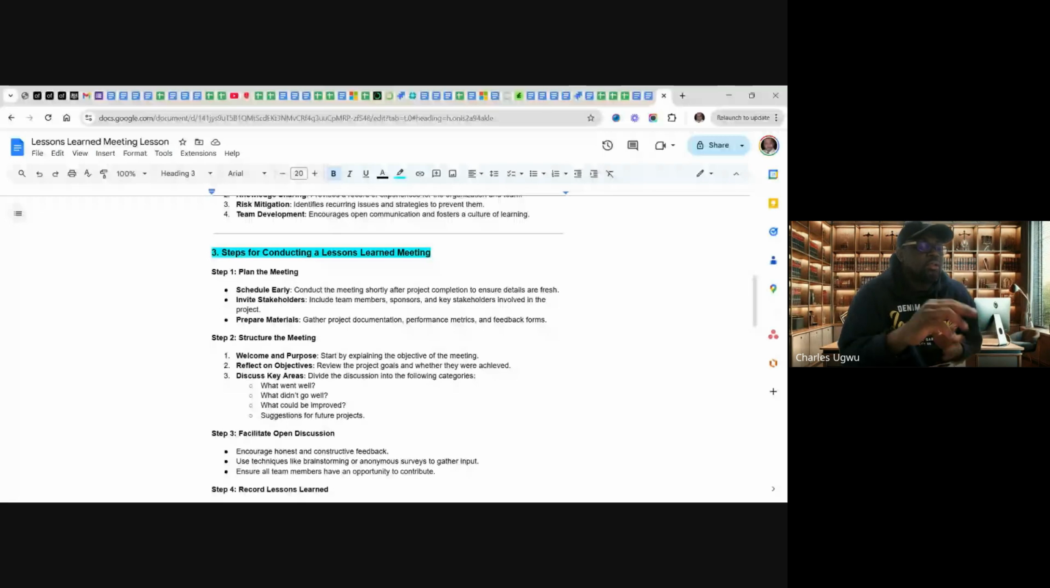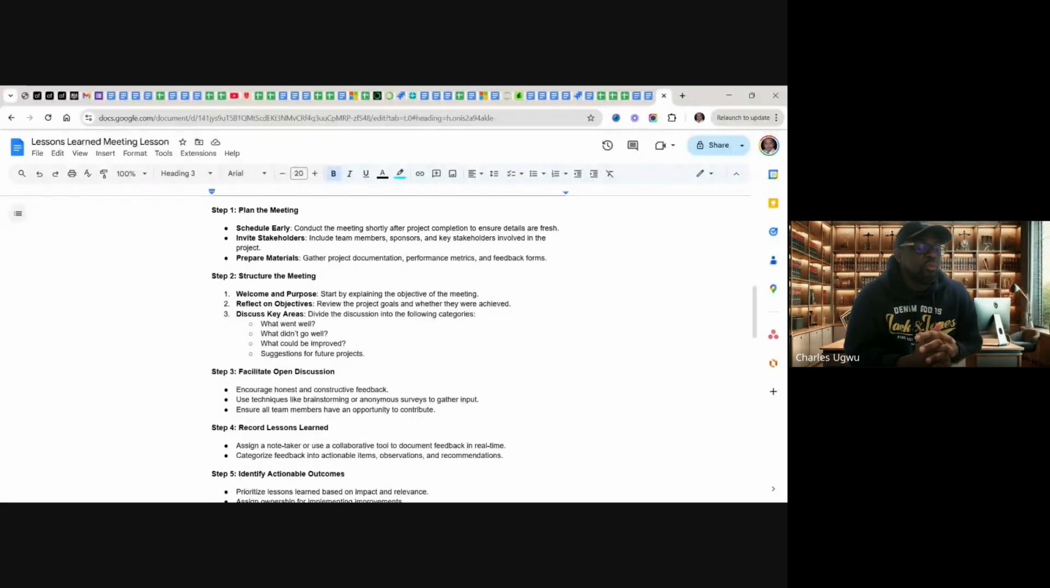And then facilitate open discussion. Everybody invited, you should allow them to contribute, encourage honest and constructive feedback. Use techniques like brainstorming or anonymous survey to gather input. Ensure all team members have an opportunity to contribute. Yes, brainstorming session, it gives everybody opportunity. When you raise a topic, everybody will write or contribute verbally.